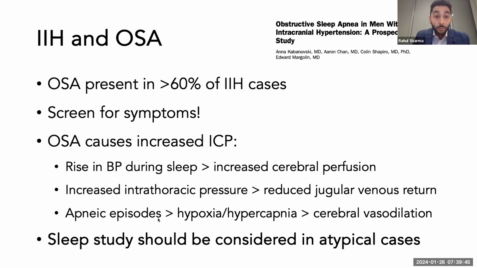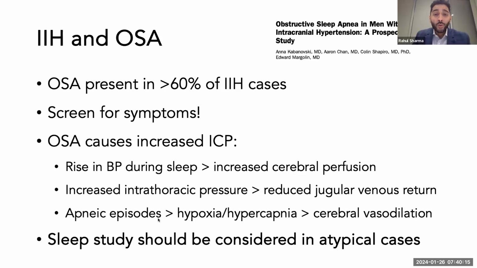And continuing the theme of local literature, there's a paper from Ed Margolin and some co-authors here in Toronto. And you can see that they have indicated to us that sleep apnea is present in the majority of IIH cases and probably an under-recognized risk factor. So in atypical cases, such as non-obese patients or men, we want to think about the potential contribution of sleep apnea. OSA is thought to increase ICP via a number of potential mechanisms.